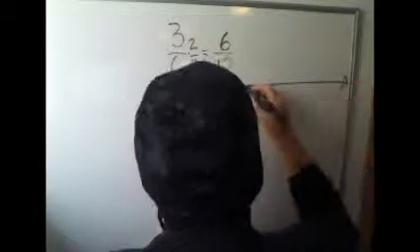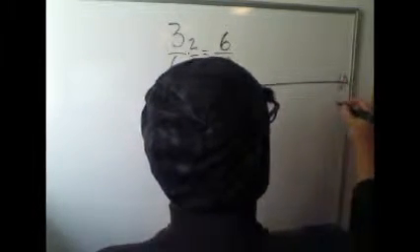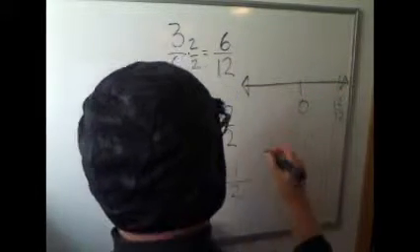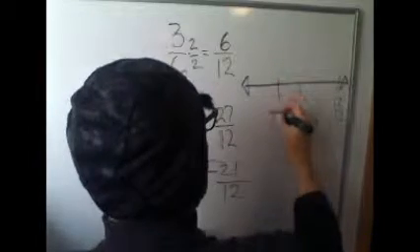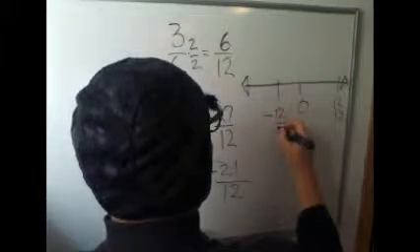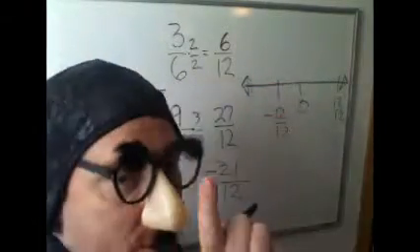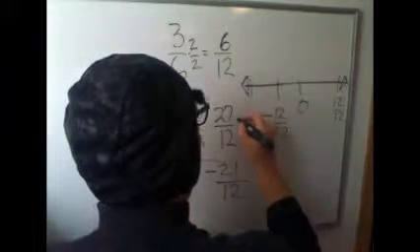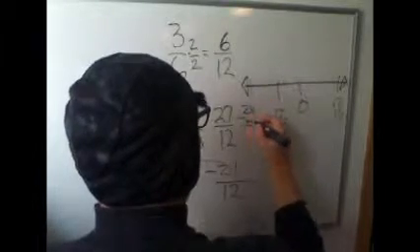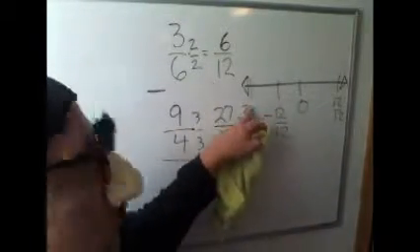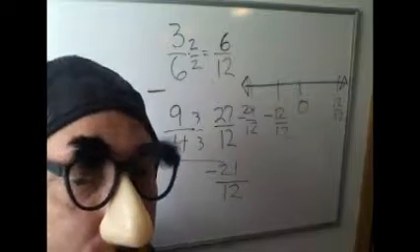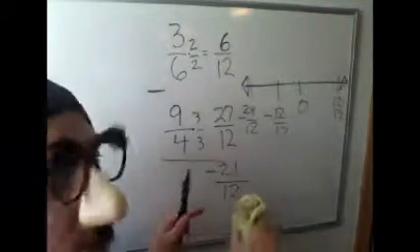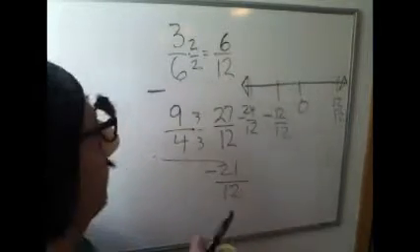Here is 12/12. Here is 0. Here is negative 12/12, which is the same as negative 1. This is negative 24/12. Negative 24 divided by 12 would be negative 2. Okay, I've got limited space on this board. So make sure that you've got this here and this here. I'll give you a couple of seconds.